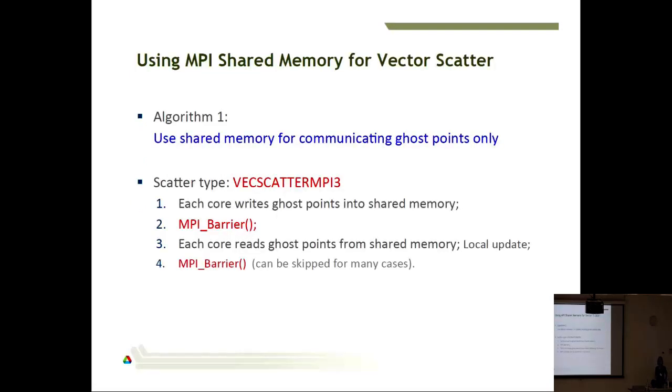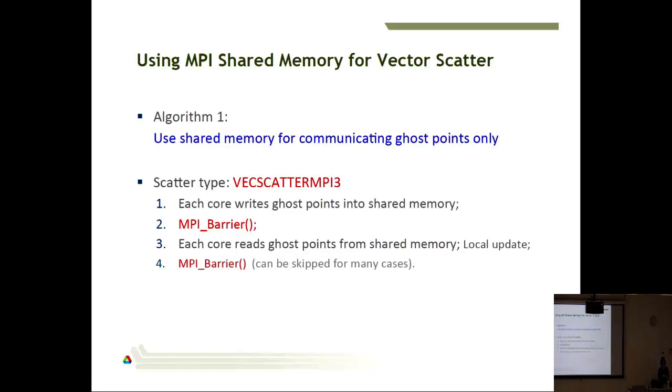The first one was implemented by Barry, and he basically used shared memory for communicating ghost points. Because when we use pure MPI, you put the ghost points into a local buffer, and then you issue a send, and the other process just issues the receive, right? That's the pure MPI pattern.